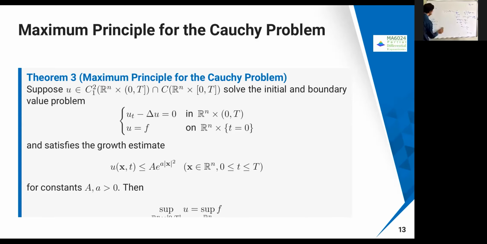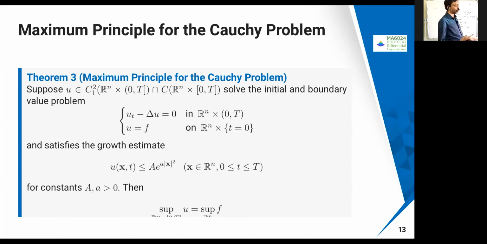In this theorem, so here we have proved the maximum: the maximum u of x0, t0 equals the maximum of u. In this Cauchy problem, what we are going to prove is that the supremum of u over R^n cross (0, T) is the same as the supremum over R^n of f. Whatever u is attaining as maximum, it is almost the same thing we claimed before: if f is greater than or equal to 0, then u is going to be positive. So this is claiming it in a different way.